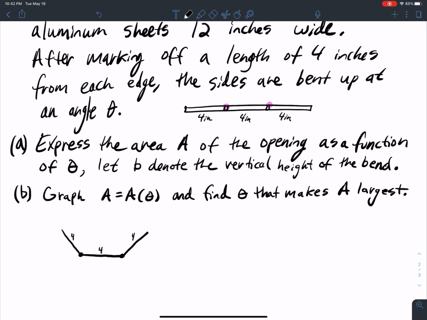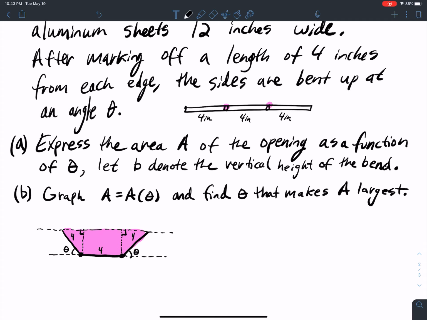And what we actually want is this area right here. That's what we're looking for, in terms of theta. All right, so how do we do that? So where's the theta coming into play? This angle right here is theta. And so this angle here is theta. Now, to find this area, I'm going to split this up into 3 regions.